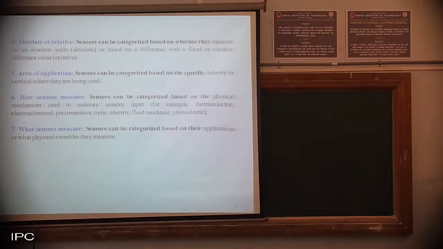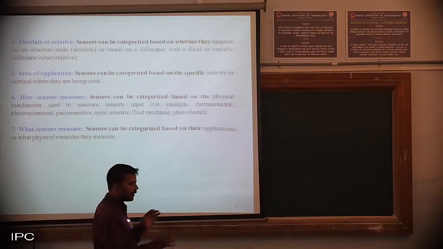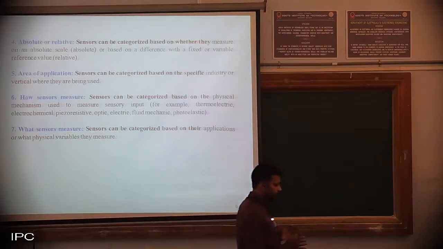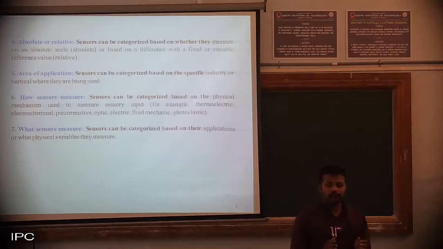Then next, absolute and relative. If it uses an absolute scale for the measurement or to sense the data, then we can call it an absolute sensor. And if it uses relative scales for the measurement of data, then we call it a relative sensor.